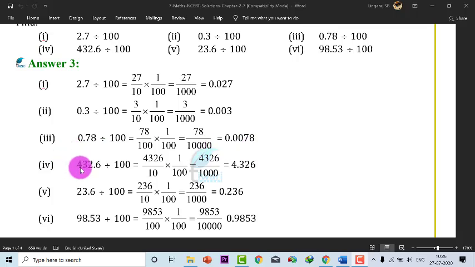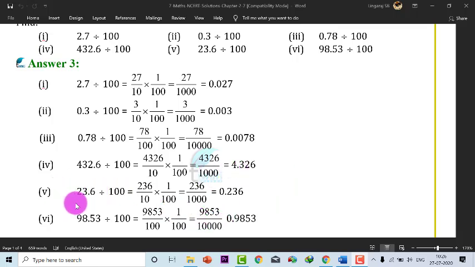The fourth one is 432.6 divided by 100. The fraction form of 432.6 is 4,326 by 10. The inverse of division is multiplication and the reciprocal of 100 is 1 by 100. So here 4,326 into 1 is 4,326. 10 into 100 is 1000, and the decimal form of 4326 by 1000 is 4.326.